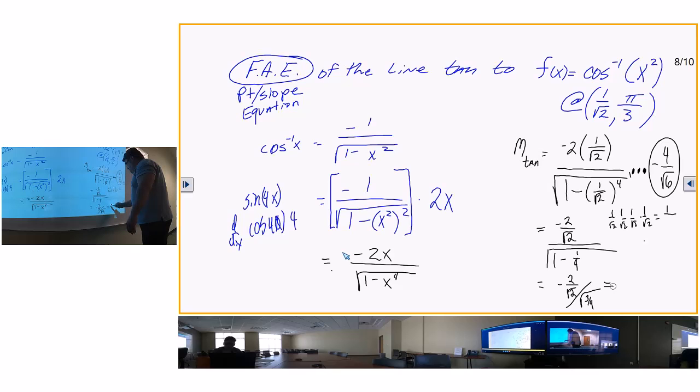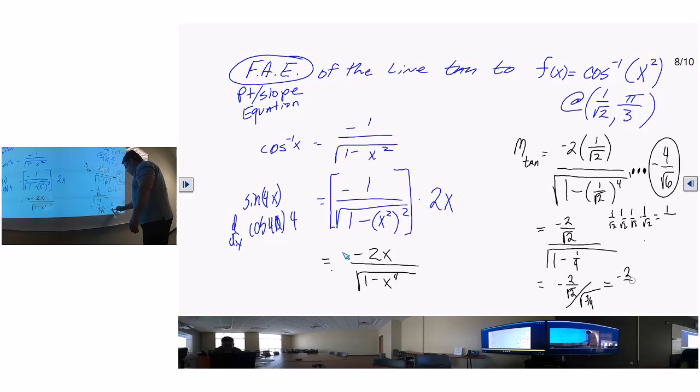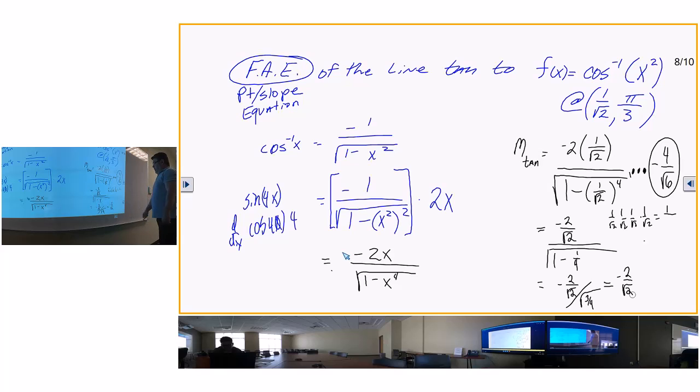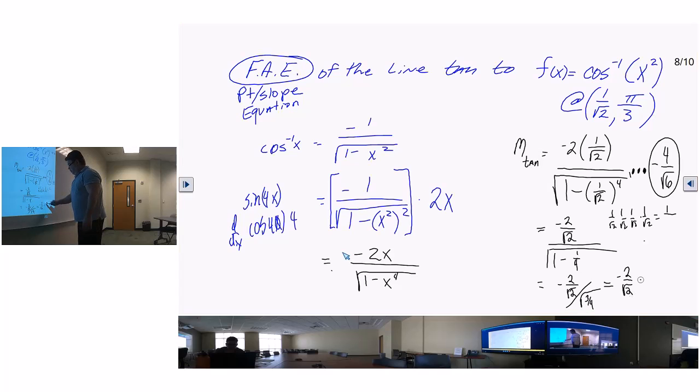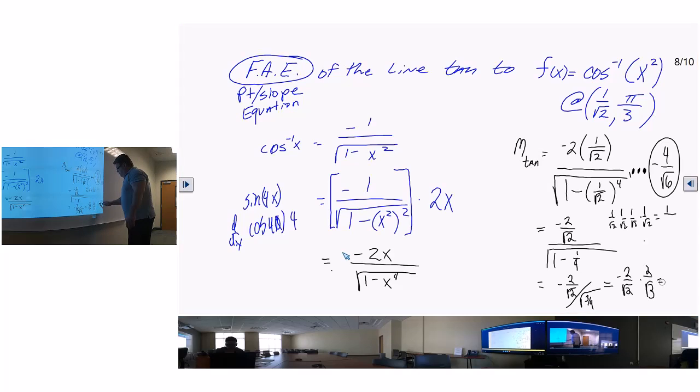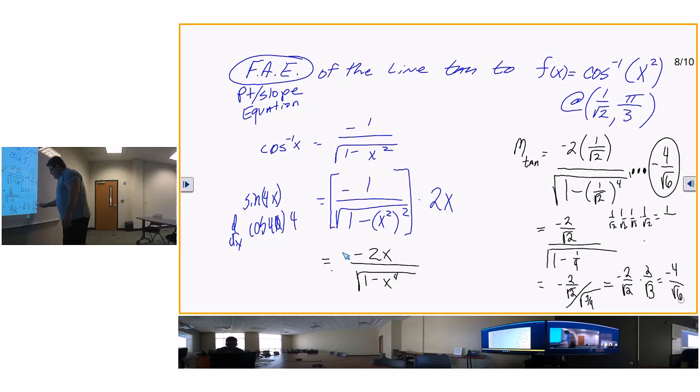All right, so that's gonna be negative 2 over the square root of 2, and then you multiply. That's gonna be 2 over the square root of 3. Negative 4 over the square root of 6. Dang, I'll tell you what. Okay, Hubert, that's right. Thank you, class.